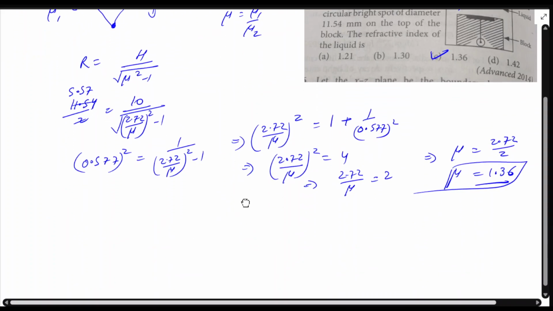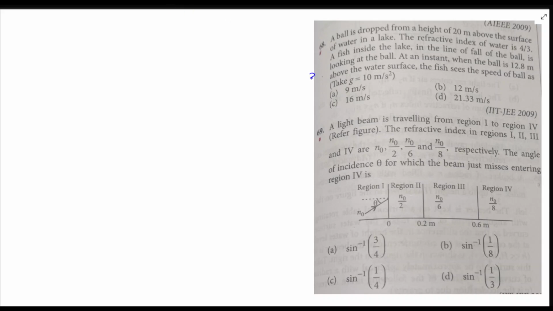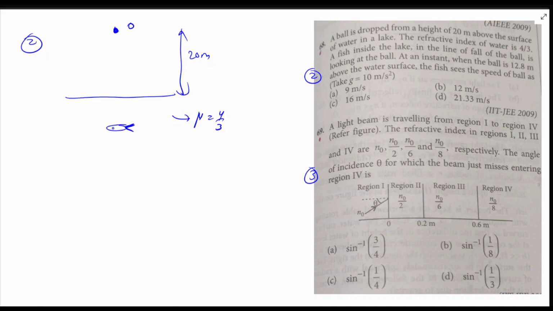Let's move on to the second question. This is our second, and this is our third. The second question: a ball is dropped from a height of 20 meter above the surface of water. So this is water, this is a height of 20 meter, and this is our object, right? Refractive index of water is given as 4 by 3. A fish in the lake. So we have a fish here, right?